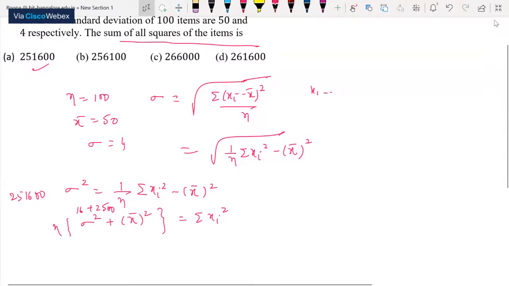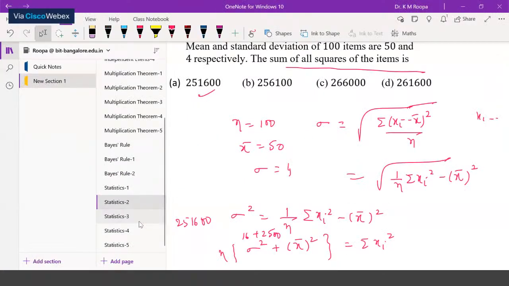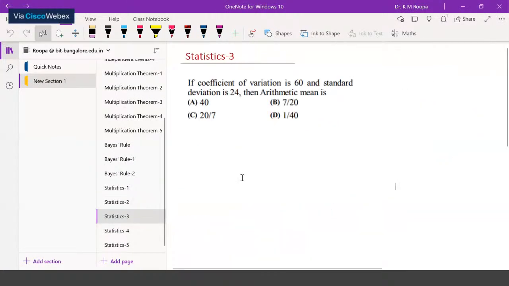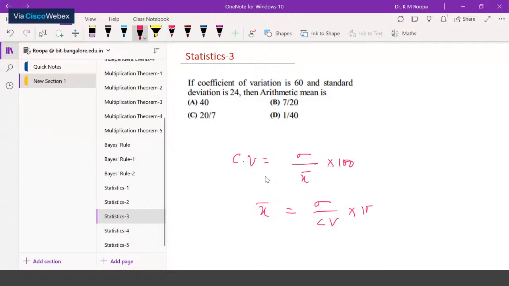Now I move quickly to the next one, the third one. If the coefficient of variation is 60 and standard deviation is 24, then what is the arithmetic mean? You know CV. CV means coefficient of variation. What's the formula? Sigma by x bar into 100. With the help of that, you find x bar. X bar is sigma by CV into 100. The given sigma value is 24, and the CV they gave is 60. Substitute and simplify.